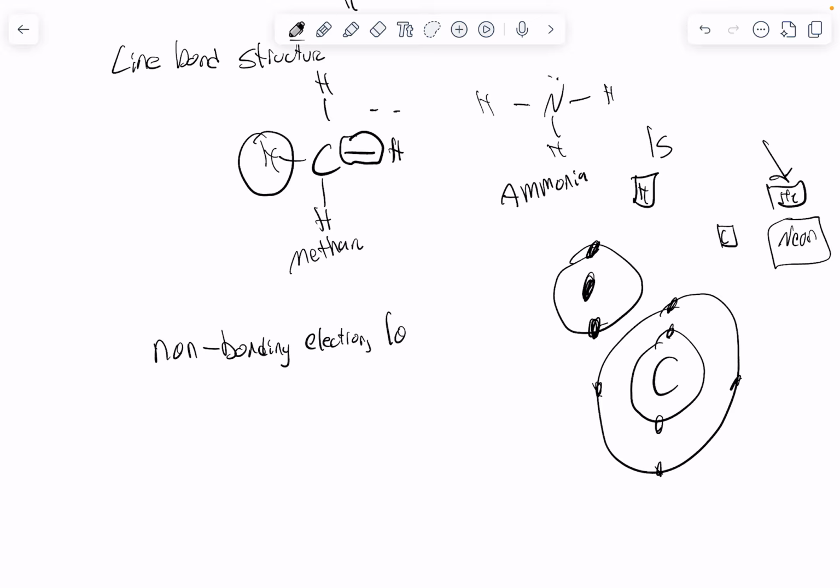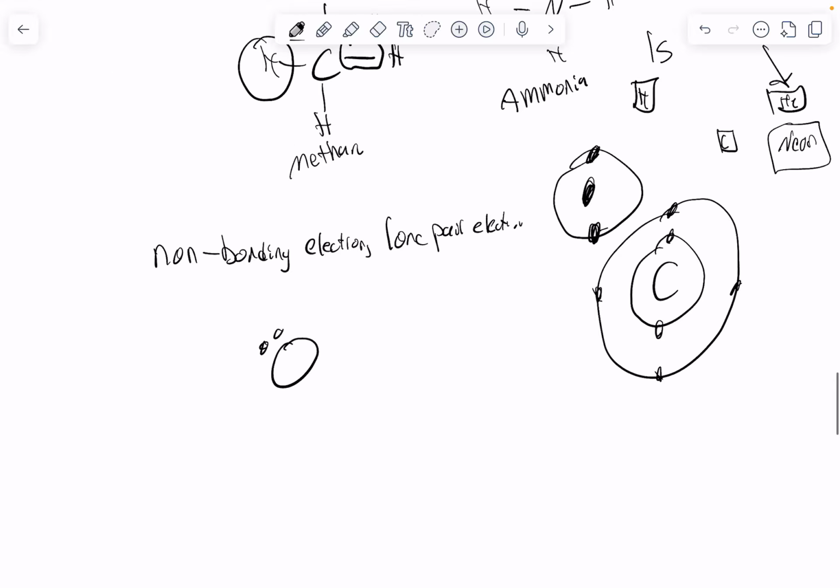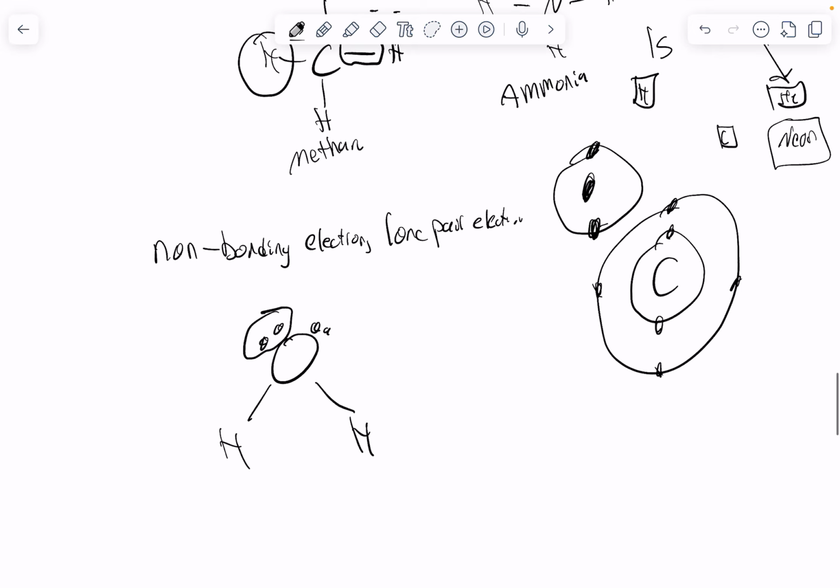Or lone pair electrons. Okay, so in these non-bonding, let's do H2O as an example. These two electrons right here are called non-bonding electrons because they're not bonded to anything. So they're just kind of floating. And we'll talk about this in a second, but they're causing H2O to have a certain geometry.